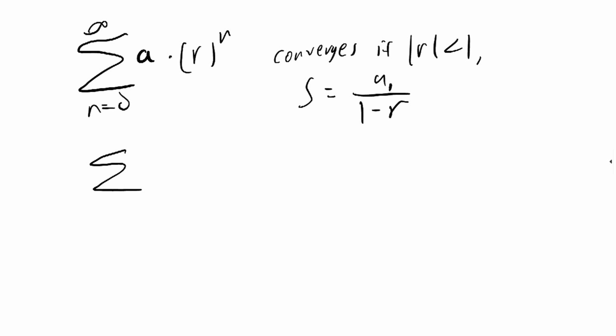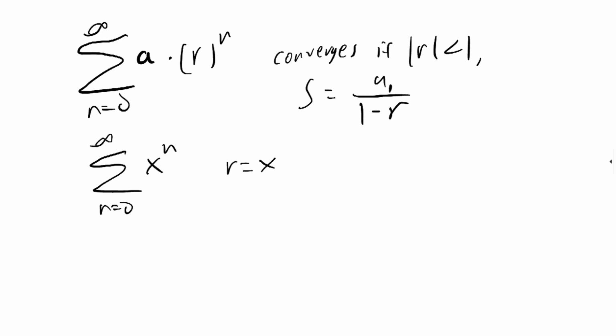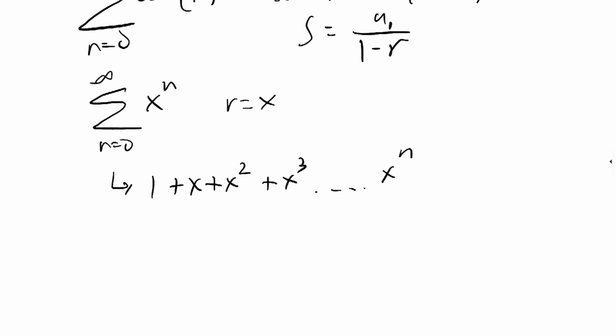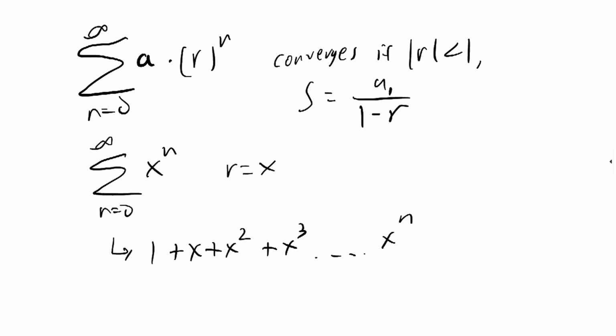Well, I'm going to choose, instead of putting r, I'm going to write x to the n. And to make it even simpler, I'm actually going to let a just equal 1. So the infinite series of x to the n. This is a geometric series with r as x. So let's write the first few terms out. We have 1 plus x plus x squared plus x cubed, and you get the idea, all the way to x to the n. Now, we recall, when does this series converge?